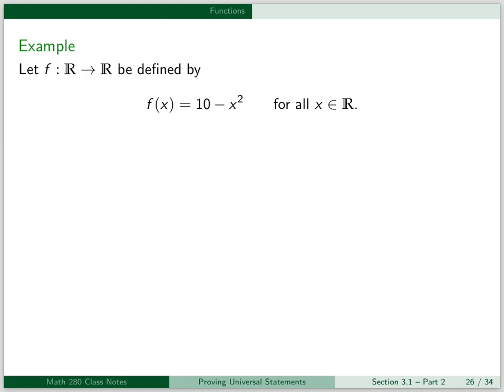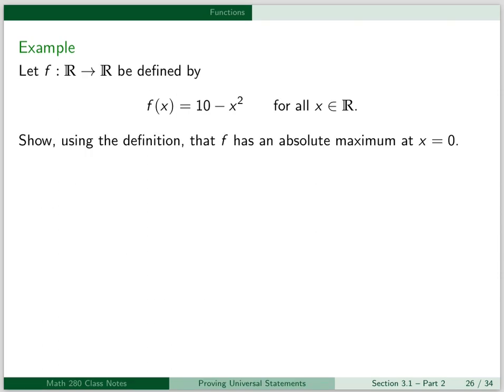For an example, let f from R to R be defined by f of x is 10 minus x squared for all x in R. We want to show, using just the definition, that f has an absolute maximum at x equals 0.